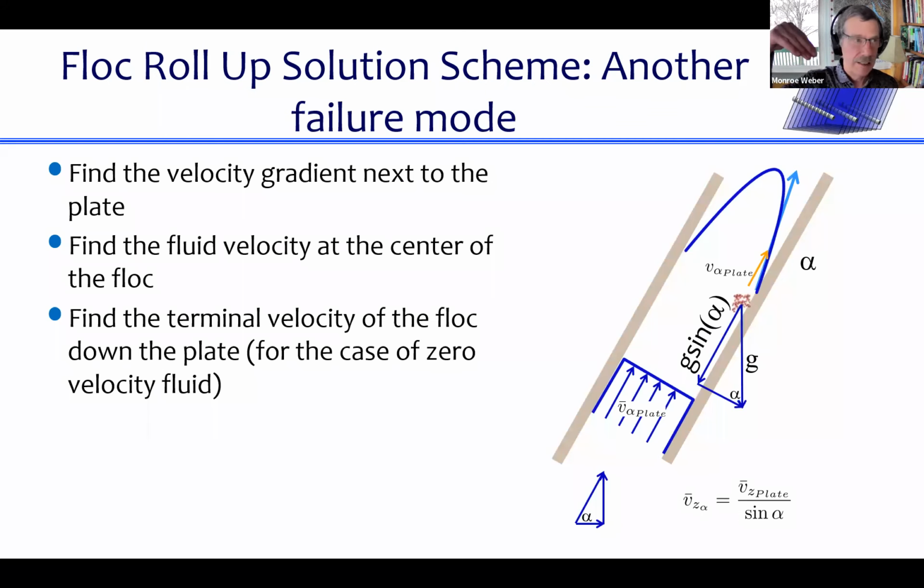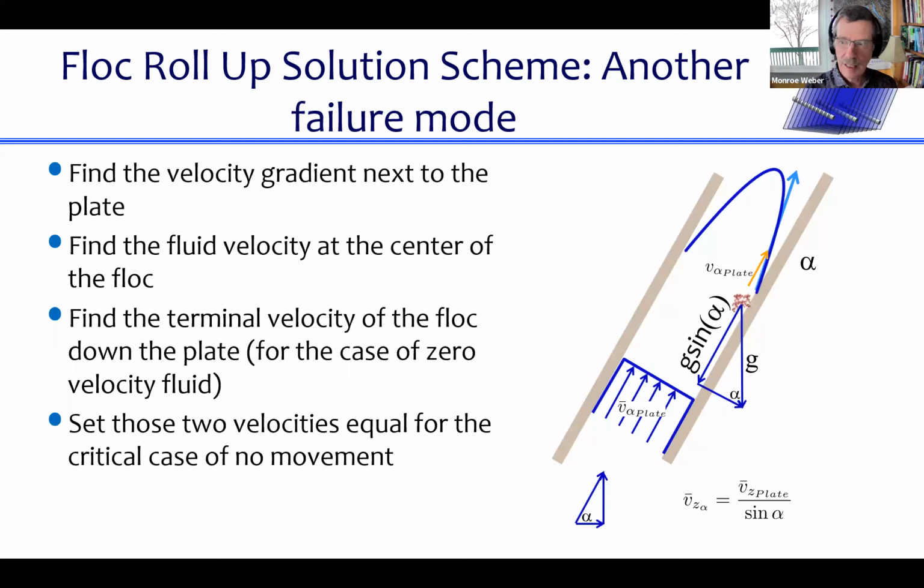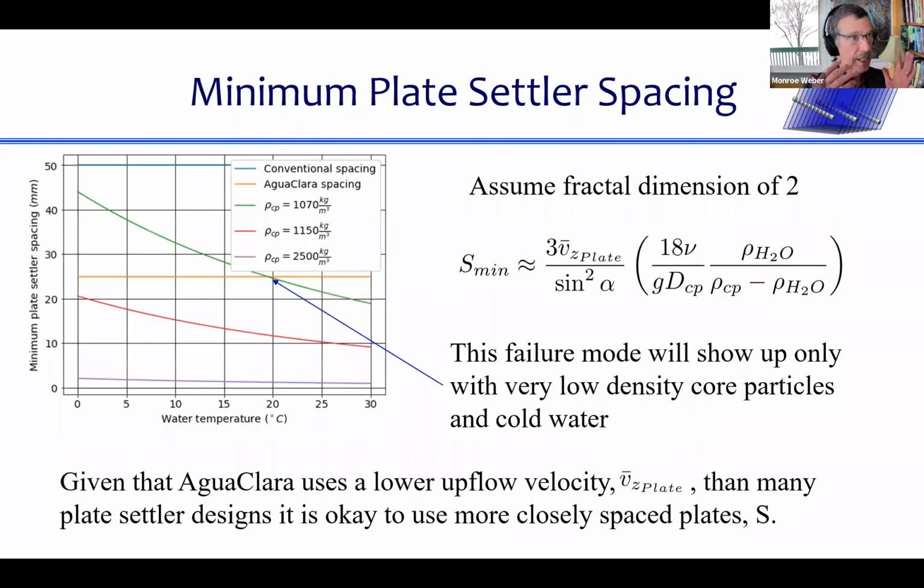So this is the floc terminal velocity would have been g times sine alpha. And we set the velocity of the center of the floc equal to the terminal velocity of the floc sliding down. And when those two are equal, that means that the floc will just hang out there and won't go up or down. So that's right at the failure mode. And we can use that to figure out how closely we can place the plates.